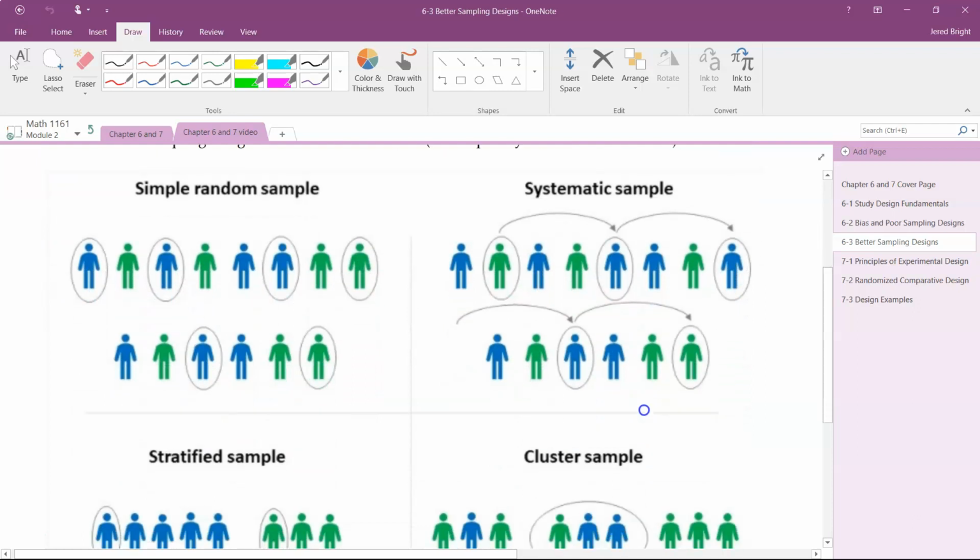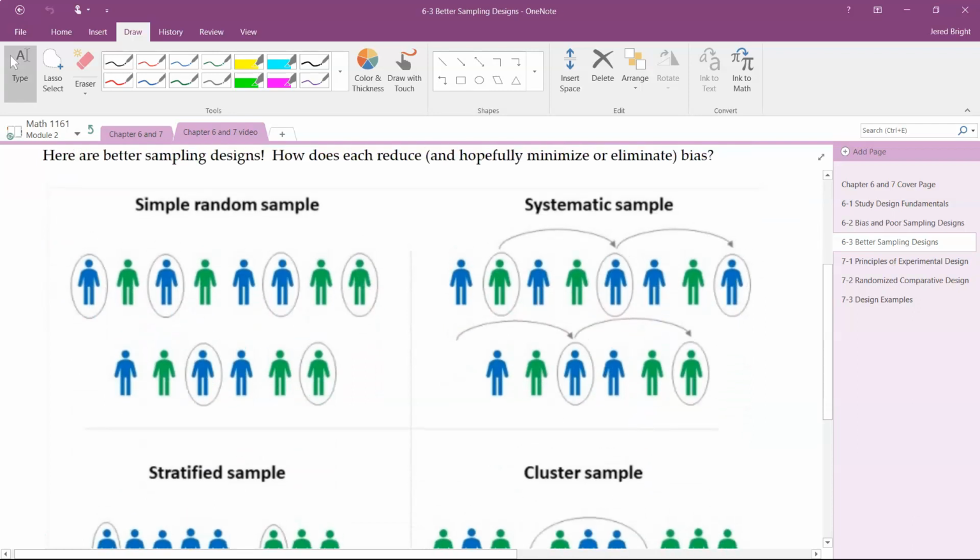Okay, so here are the sampling designs that we're going to talk about. Cluster is kind of a bonus. So in terms of the ones that you need to know, SRS, simple random samples, extremely important. Systematic, important. Stratified, meh, important-ish. And then cluster is just kind of another strategy.